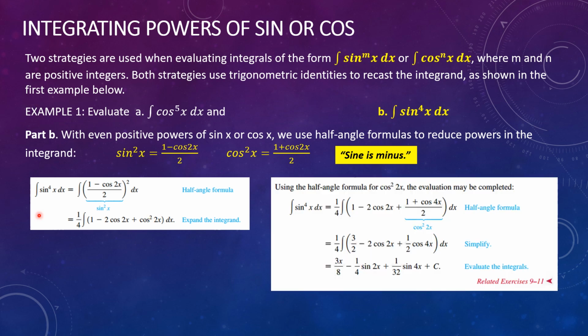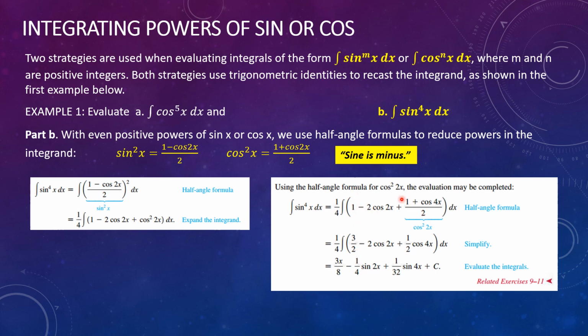Now we're going to use the half angle identity again for cosine squared 2x. So we're going to substitute that in here, okay? So we're doing it each time. All right. Once we do that, notice that we get, and simplify it, we get 1/4 times the integral of 3/2. Now where did the 3/2 come from?